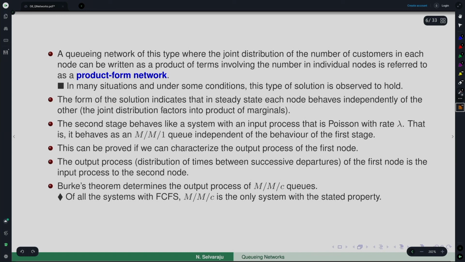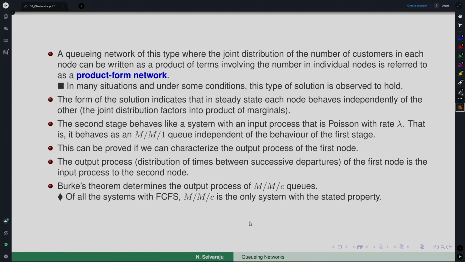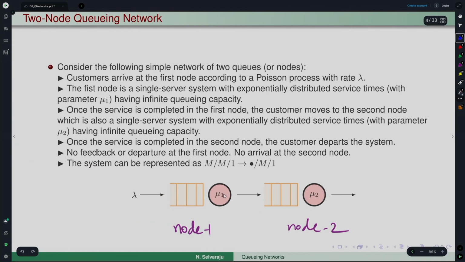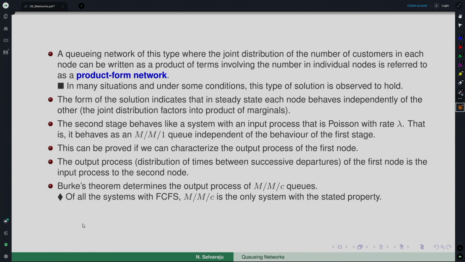So, this form of solution indicates that in steady state, each node behaves independently of the other, otherwise this would not have happened. One could expect that from node 1, the average rate of output could equal lambda, but what we are seeing here is more than that. Not just the mean rate of arrivals, but even the variance, in fact the whole distribution, is the same. So, the second stage behaves like a system with an input process that is Poisson with rate lambda, and it behaves as an M/M/N queue independent of the behavior of the first stage. This is what is important here.